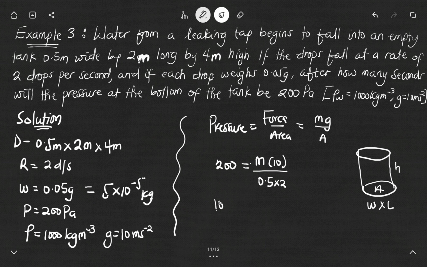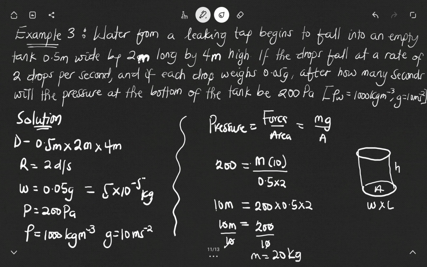So I have 10m, that is from the top over here, will be equal to 200 multiplied by everything I have over here. So 10m is equal to 200 multiplied by 0.5, that will give us 100, multiplied by 2 will give me 200 again. So I now divide both sides by 10, and then my mass will now be, this will cancel this, so I now have 20 kilogram as the mass of the water at this particular pressure, which is the 200 pascal pressure.